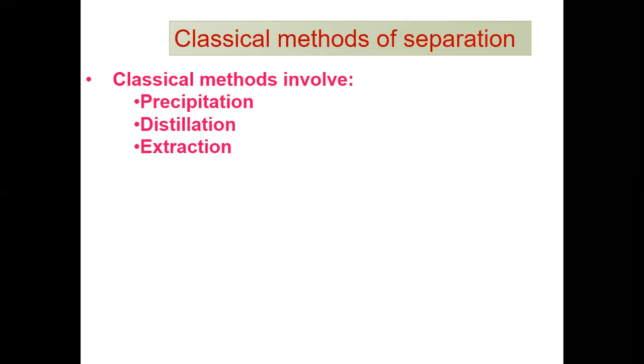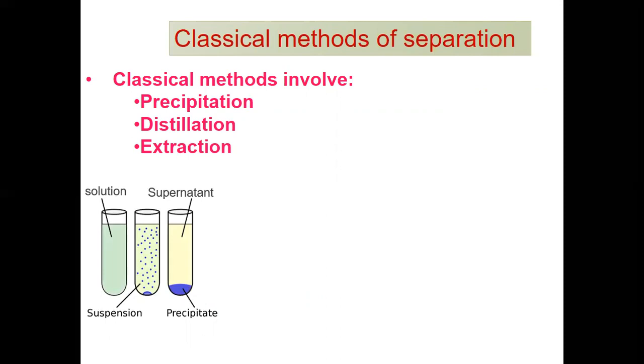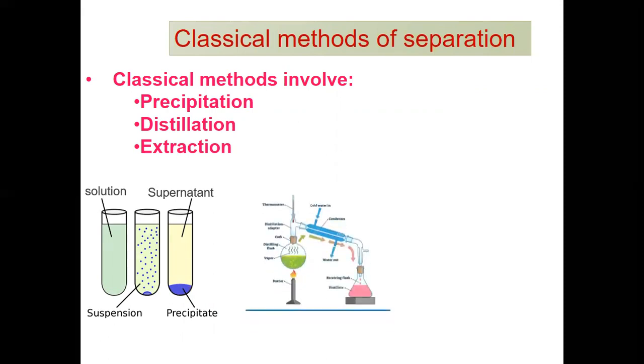You are all very much aware of these three terms: precipitation, distillation, and extraction. All these three terms are considered classical methods of separation. First method is precipitation, in which precipitate and filtrate are separated on the basis of the solubility product value of the compound. Second one is distillation, in which compounds are separated on the basis of boiling point. Generally, this method is used for the separation and purification of liquid samples.